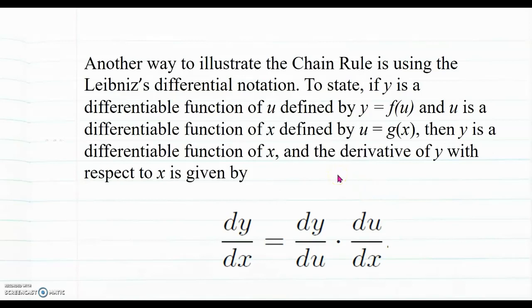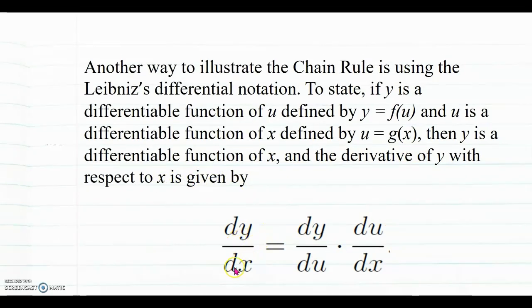Another way to illustrate the chain rule is using the Leibniz differential notation. If y is a differentiable function of u defined by y = f(u), and u is a differentiable function of x defined by u = g(x), then y is a differentiable function of x, and the derivative of y with respect to x is equal to the derivative of y with respect to u times the derivative of u with respect to x.